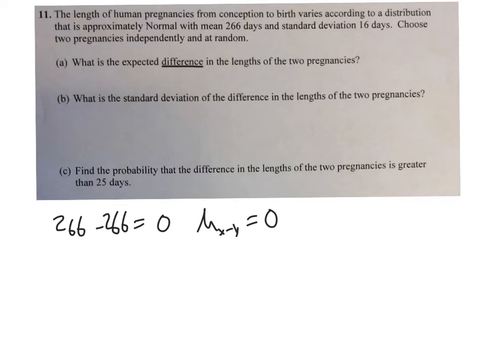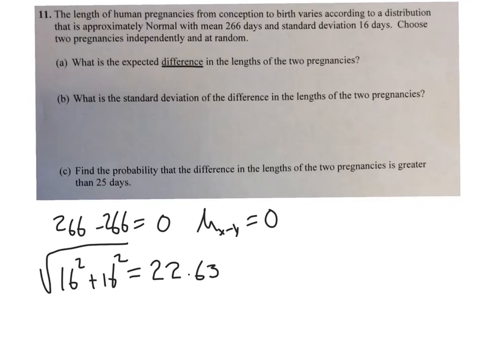Okay, 16 days, right? So we don't subtract them, we add them. It is 16 squared plus 16 squared. Add them together, take the square root. That is our new standard deviation. Okay. There you go. That's the answer to letter A and letter B.